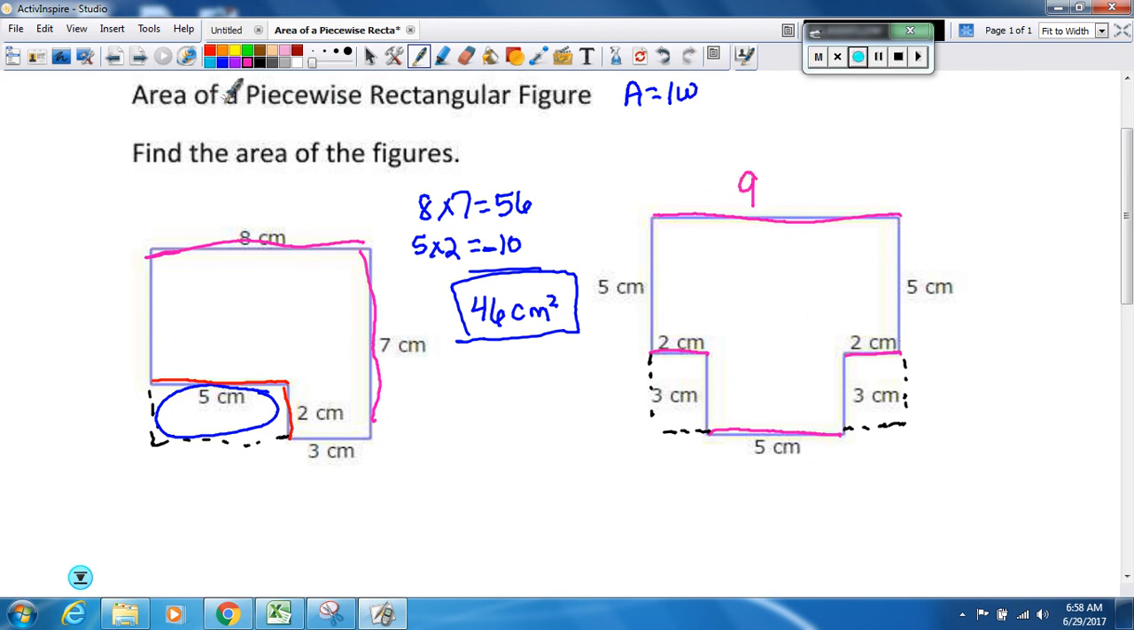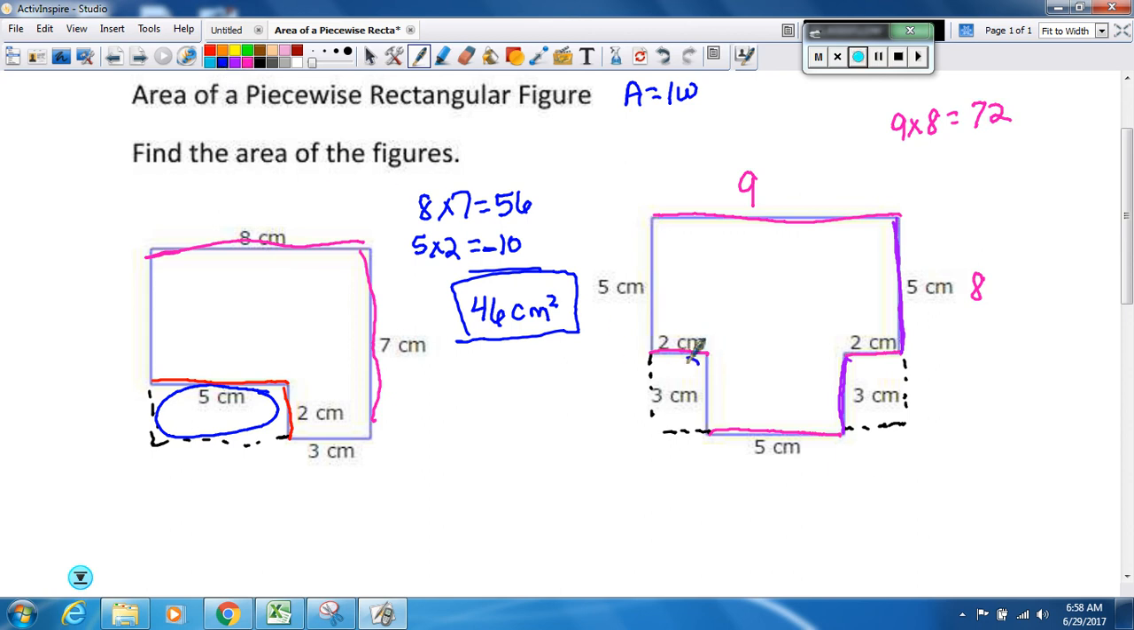Okay? It goes the other way as well. For the vertical lines, you have to add them together to get your actual width. So 5 plus 3 is 8. So that's going to be 8. So this big rectangle, the entire thing is 9 times 8 equals 72. But here's the problem.